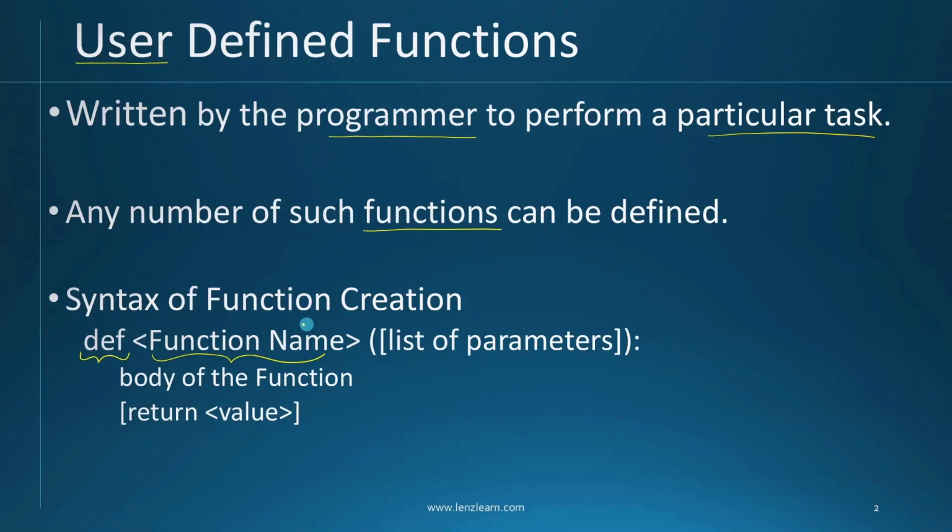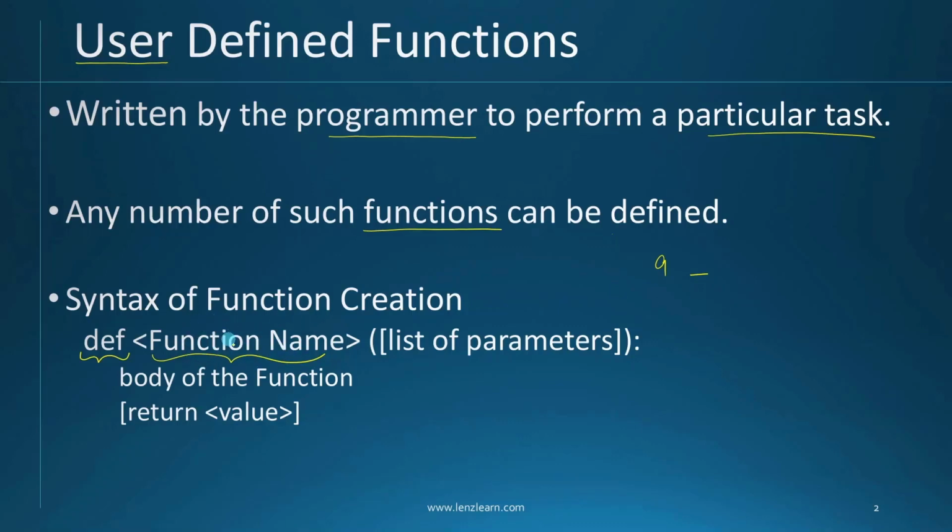Now, the rule for creating a valid function name is the same as the rule for creating a valid identifier. We have studied that in the previous classes, right? You remember that it cannot start with a number. The only special character that can be used inside the name is an underscore. Then keywords cannot be used. So all those rules apply to the name that you select for the function.